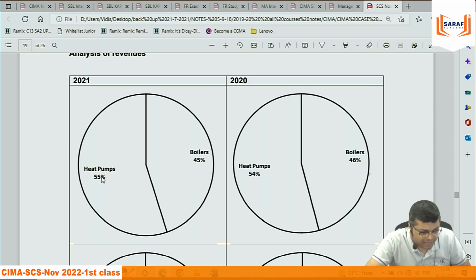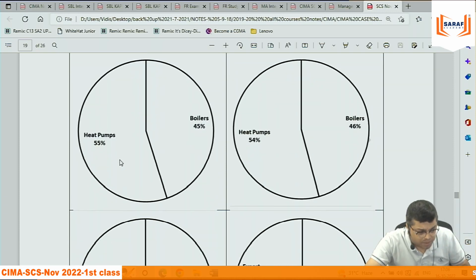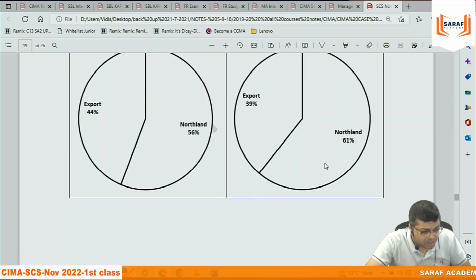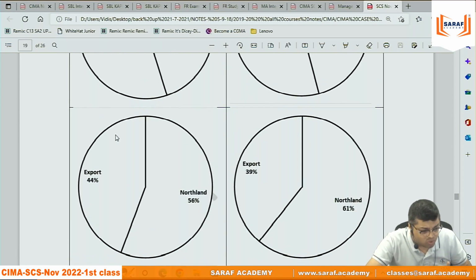It is more or less the same. Whereas the world is saying that boilers will go down and heat pumps will be there. So here we need to pay attention. Then Northland, domestic sales 61 to 56 and export sales 39 to 44. So from 2020 to 2021, the export sale has gone up and the domestic sale has gone down.